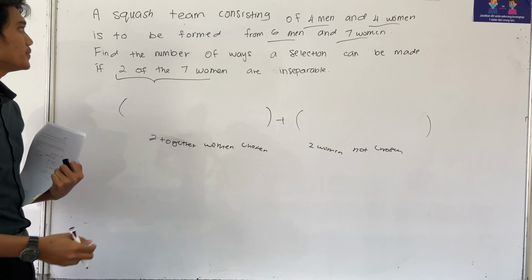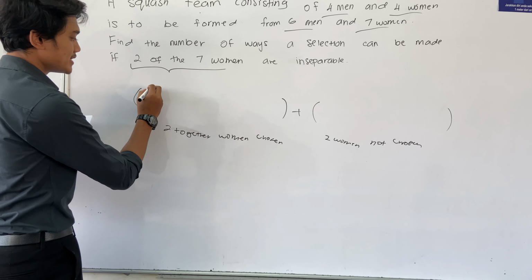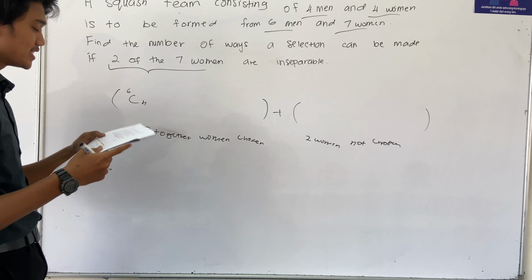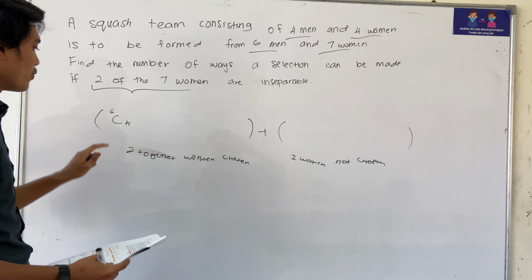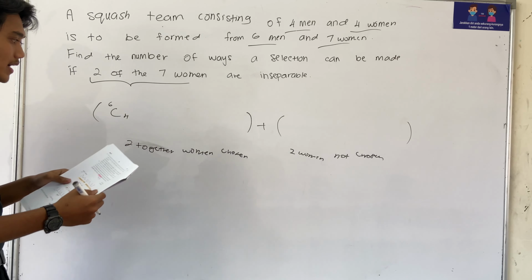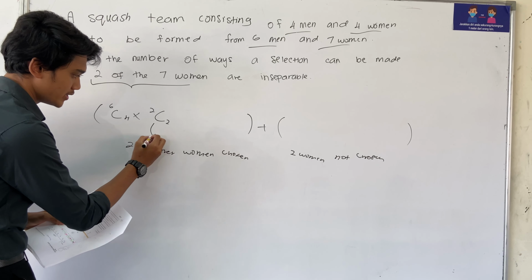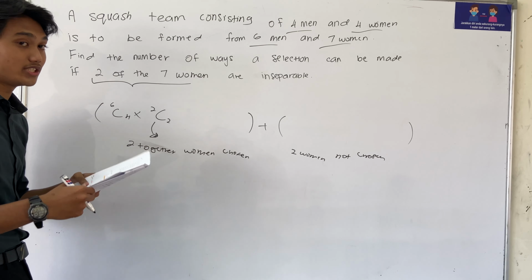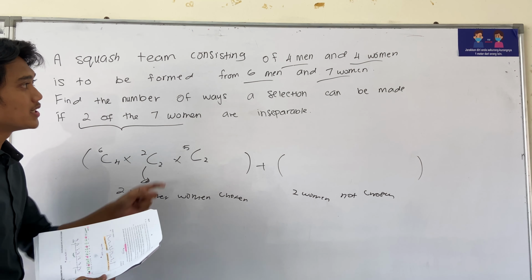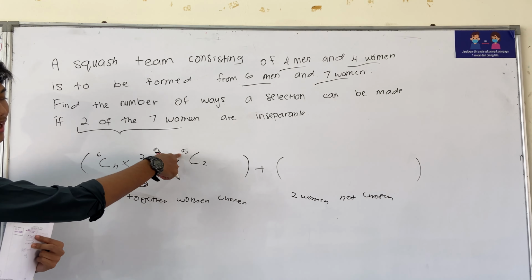Okay, so the first one, the men: 6C4. Why 6C4? From 6 men we just want 4 men, and times 2C2. 2C2 is the 2 together women that are chosen, and 5C2 is about the 7 women that are left. 7 but we remove 2, so we have 5 here.